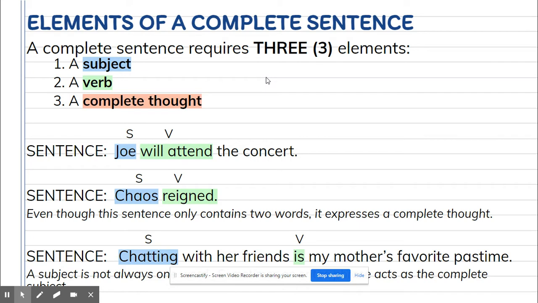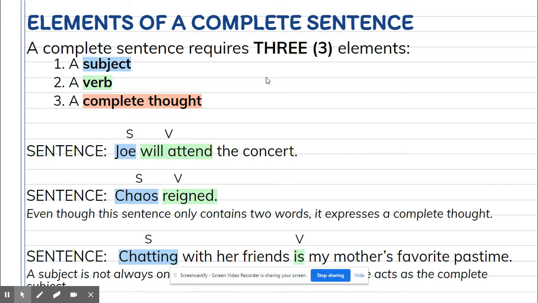Our first sentence says, Joe will attend the concert. Joe is our subject, our who, and will attend is our verb, is our do. Will is our helping verb, and attend is our action verb, and they combine together to make our main verb. It's a complete thought, right? We could put a period at the end and that makes complete sense. So check, it is a sentence.